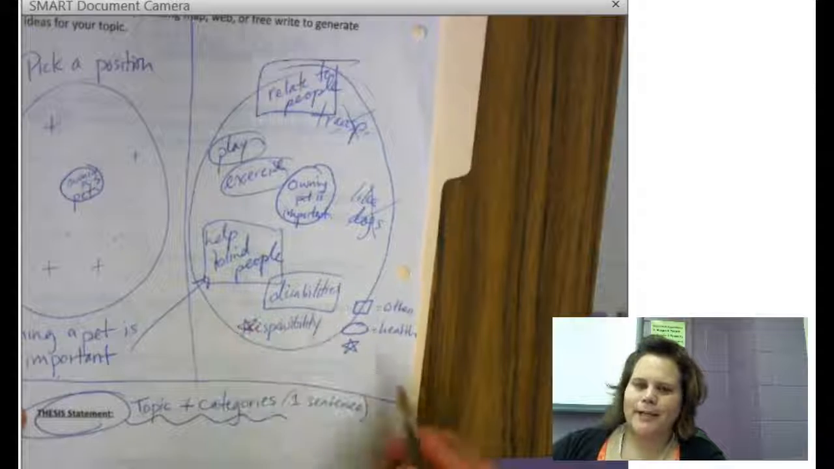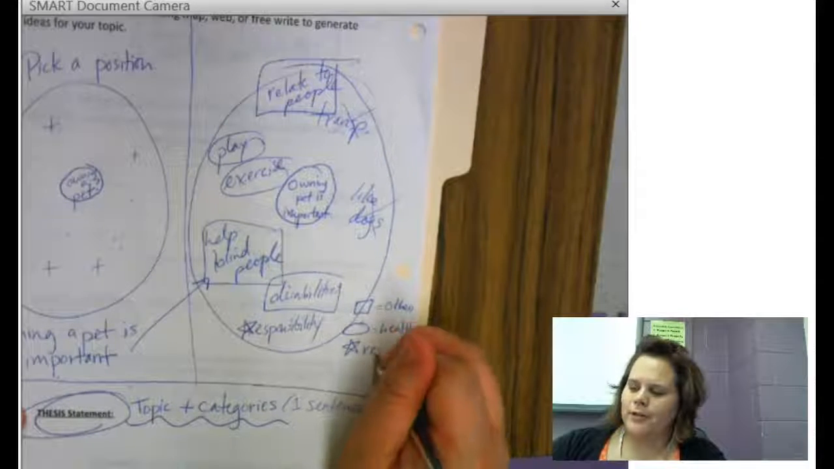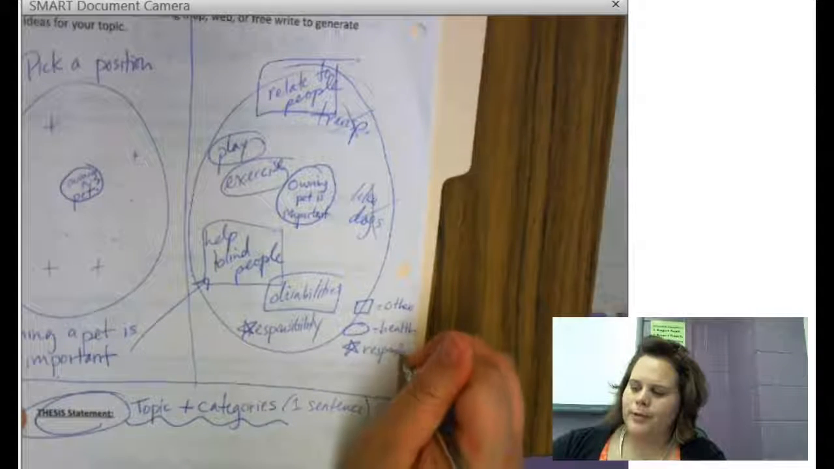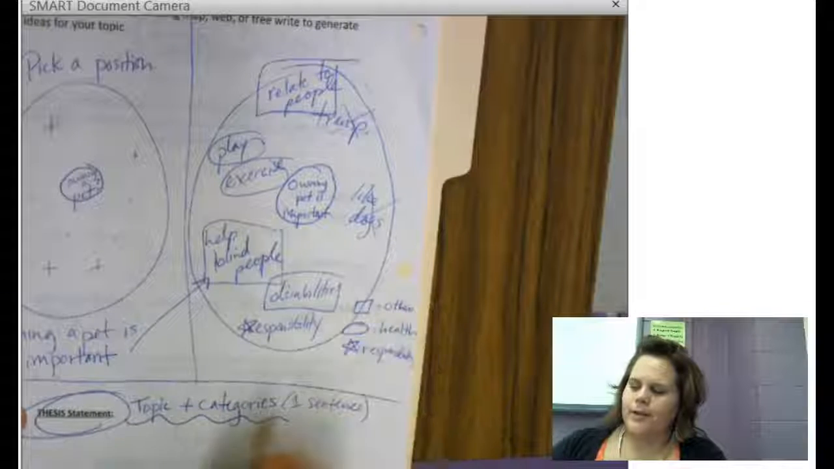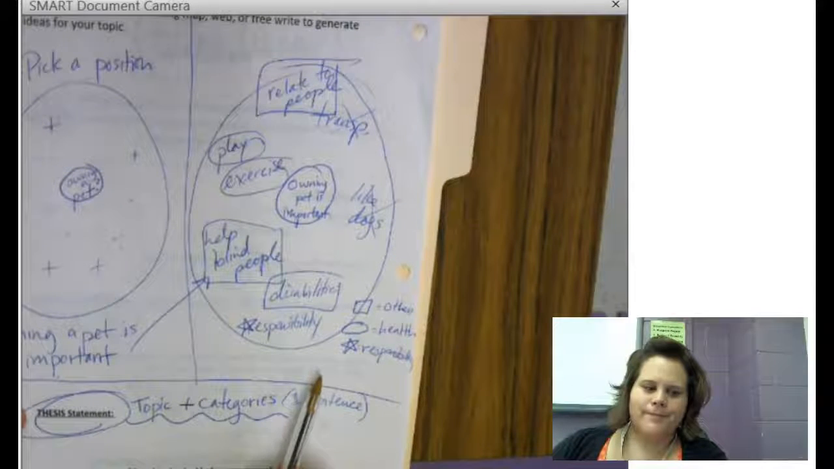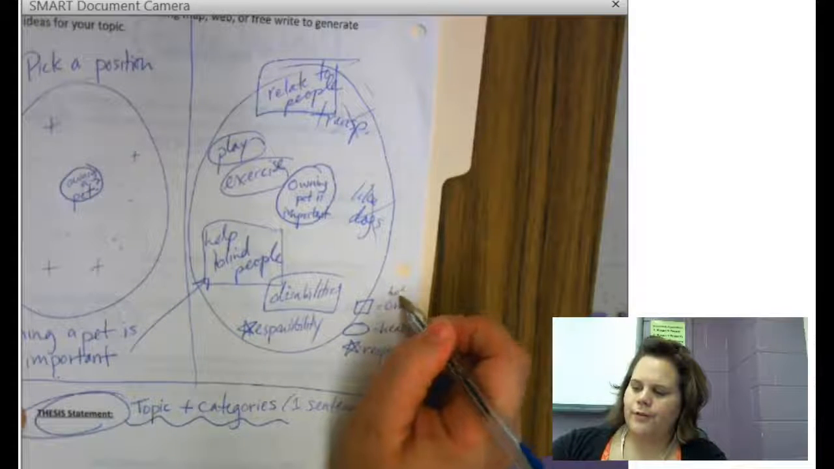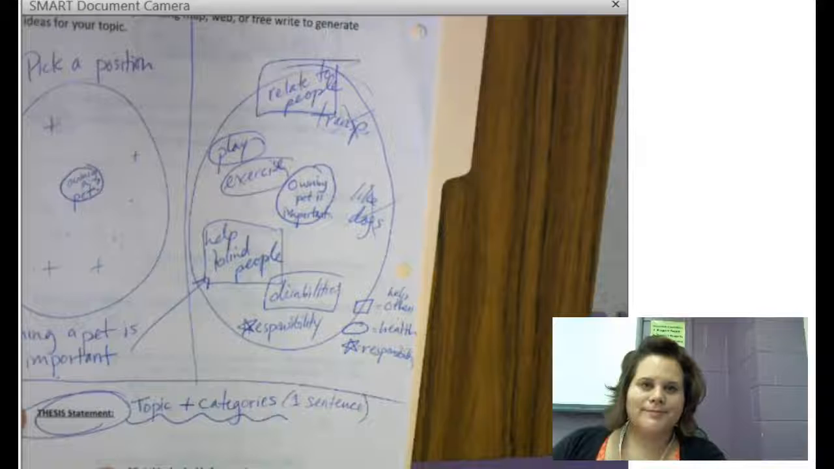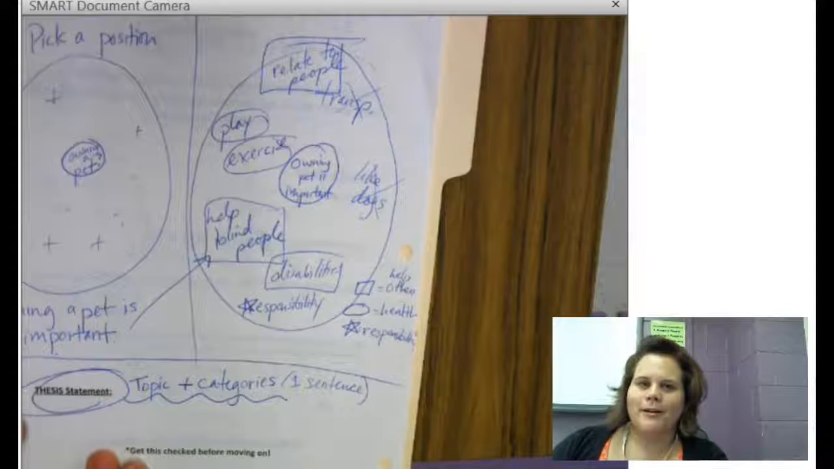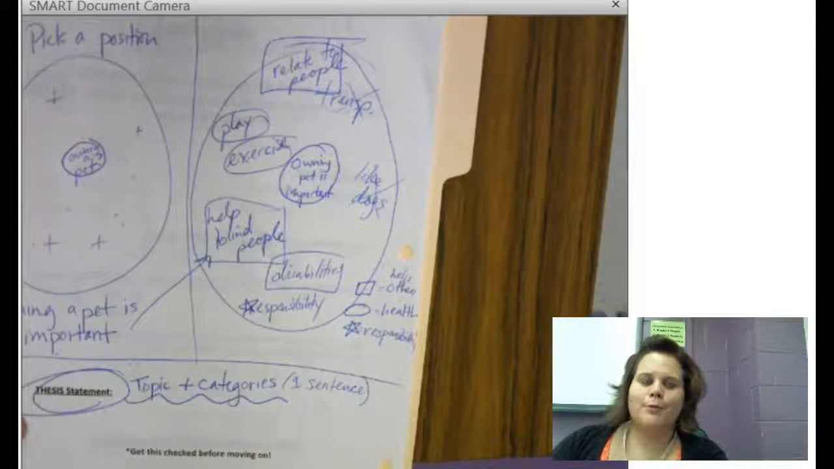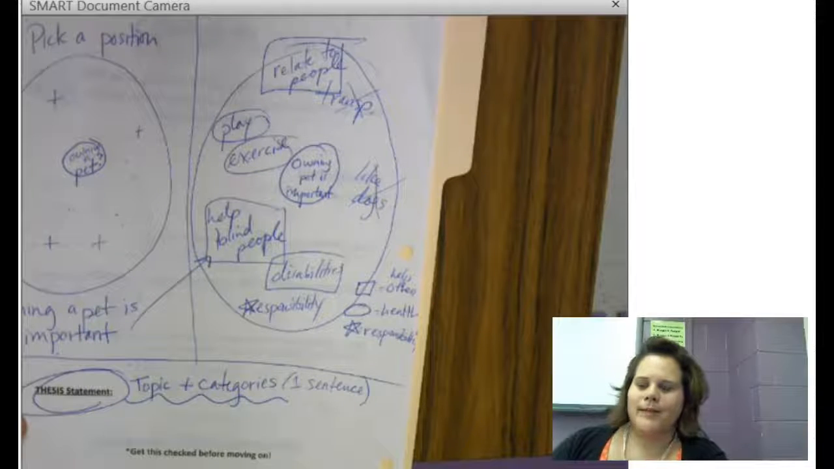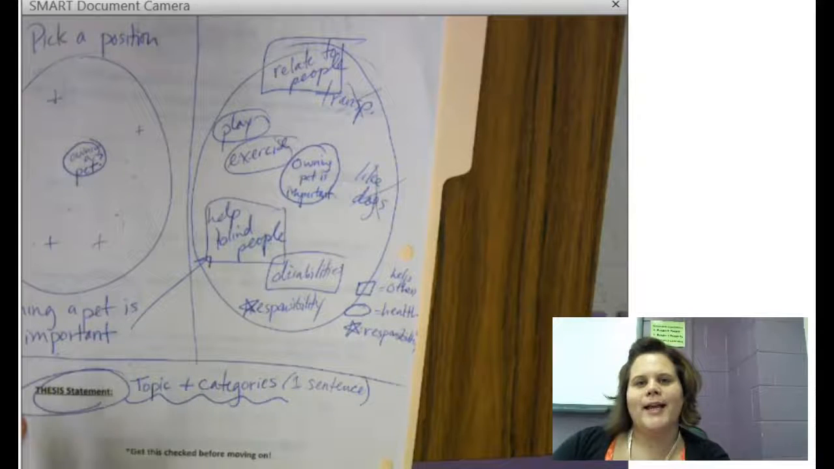Responsibility seems kind of like a big category in itself. So we're going to put that together. So here's our categories. Others, health, responsibility. Here's the part that makes or breaks a paper. Do you have a strong, concise thesis? Do you have a strong thesis that actually focuses on your topic and gives you reasons? Strong thesis.